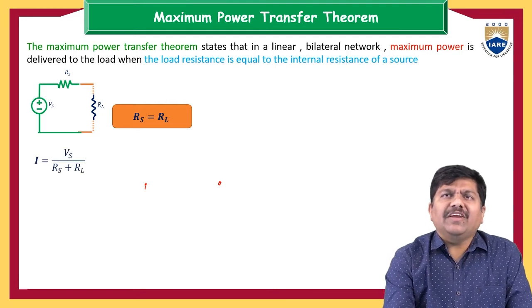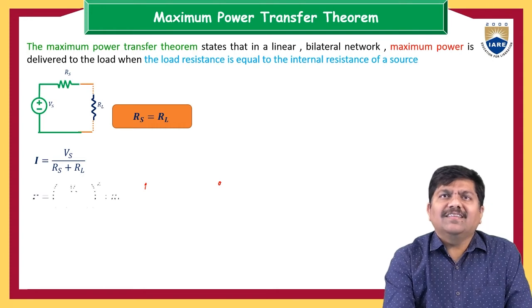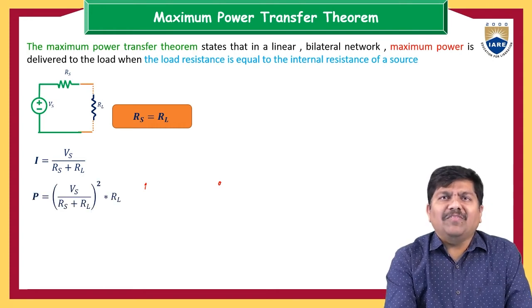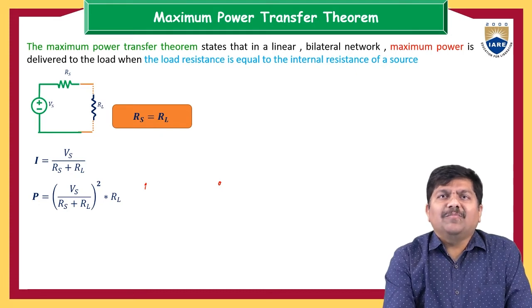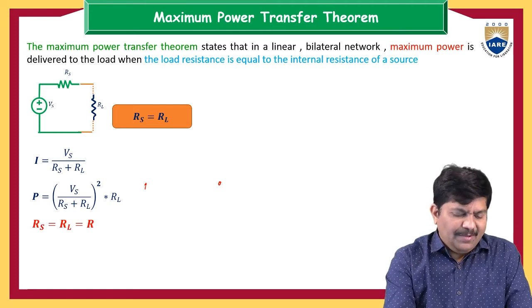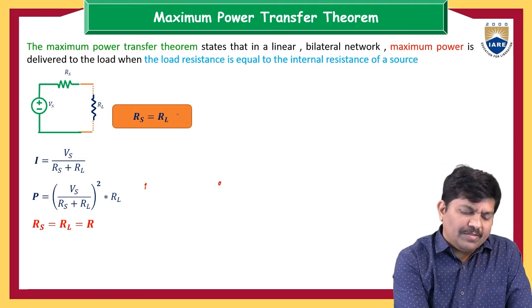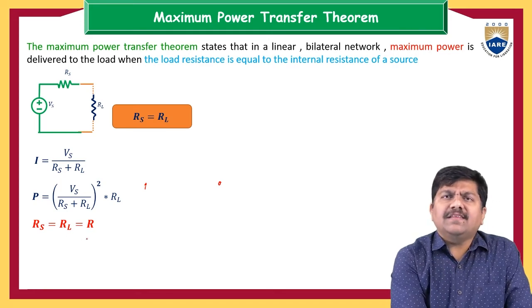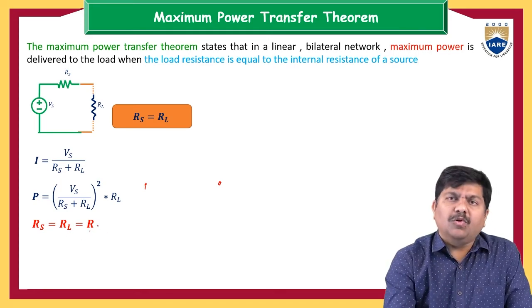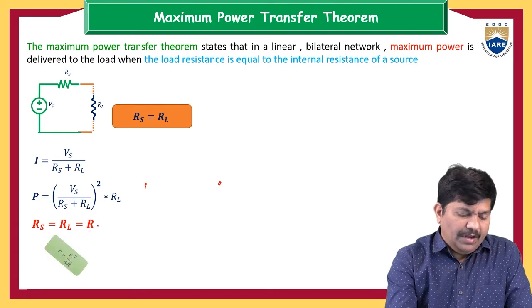So the condition we have already discussed, that condition is nothing but Rs is equal to RL. So the expression for current is I is equal to Vs by (Rs plus RL). The total power we have already discussed: the power is equal to Vs square by (Rs plus RL) whole square into the load resistance. And finally, what is the condition for maximum power? The maximum power condition is Rs is equal to RL, generally we can write just R, no problem here.